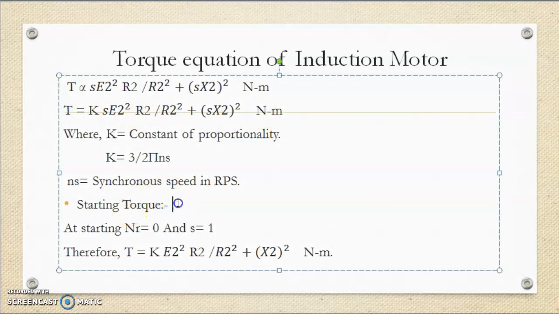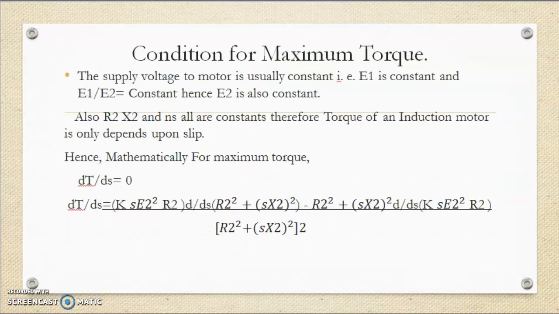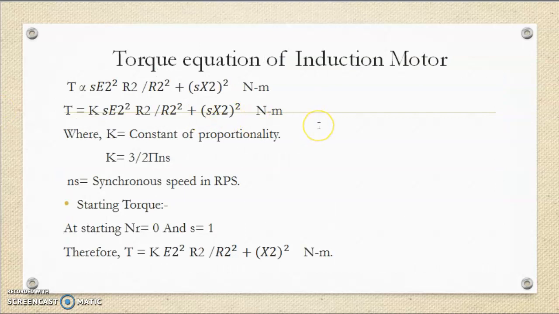Now starting torque. At starting, as we have discussed, NR is 0, rotor speed is 0 and slip is 1. So put slip S equal to 1 in this equation. As S is equal to 1, the equation will be K E2 square R2 whole divided by R2 square plus X2 square, Newton meter. So this is the value of your starting torque. So this is the torque equation in induction motor and starting torque.